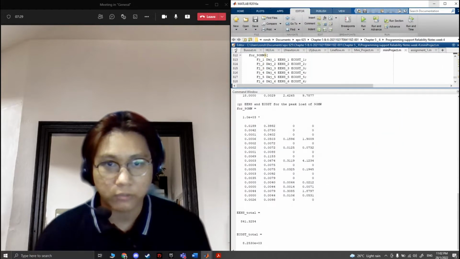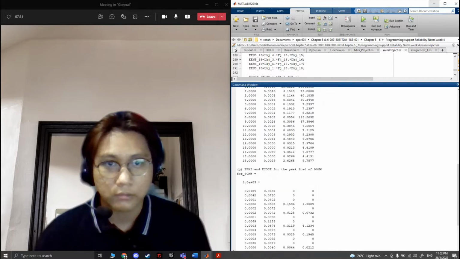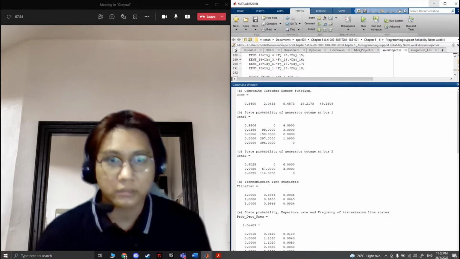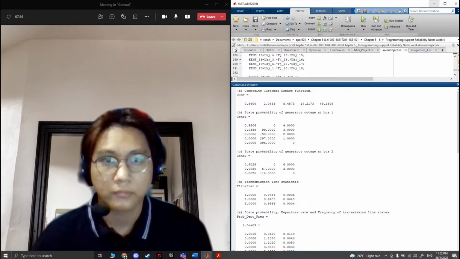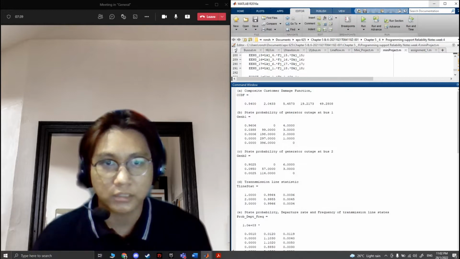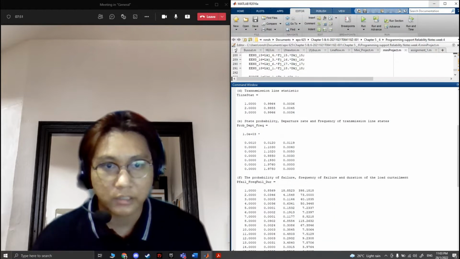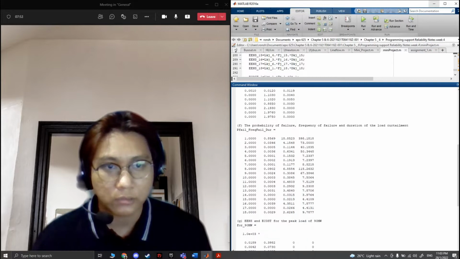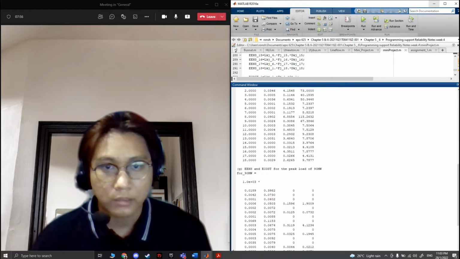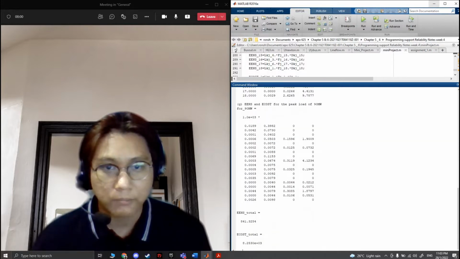And here we can see all the answers for the mini project. First of all, we have the answer for composite customer damage function CCDF, the state probability of generator outage at bus 1, bus 2, the transmission line statistic, the state probability, departure rate, and frequency of transmission line state, the probability of failure, frequency of failure, and duration of load curtailment, as can be seen here, and the ENS cost and E cost for the peak load of 90 megawatt, as well as the ENS total and E cost total.